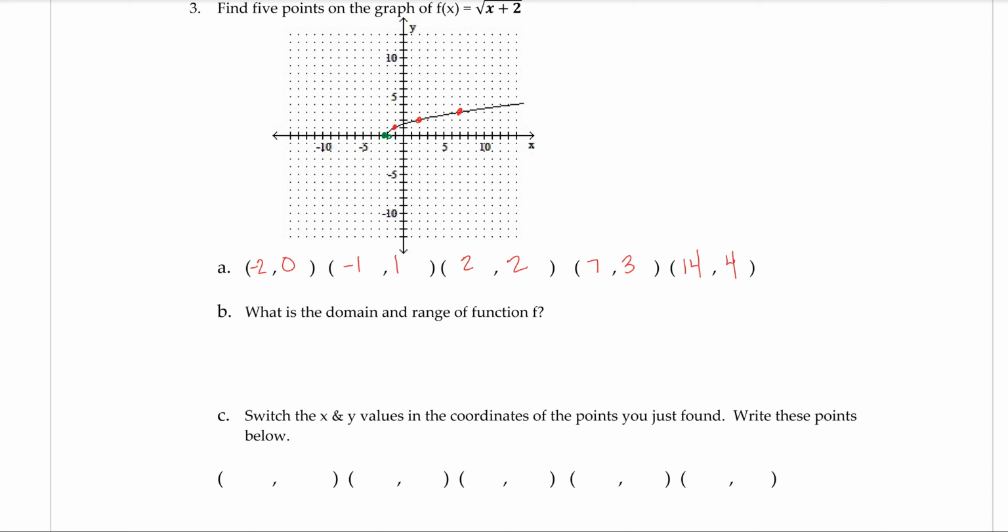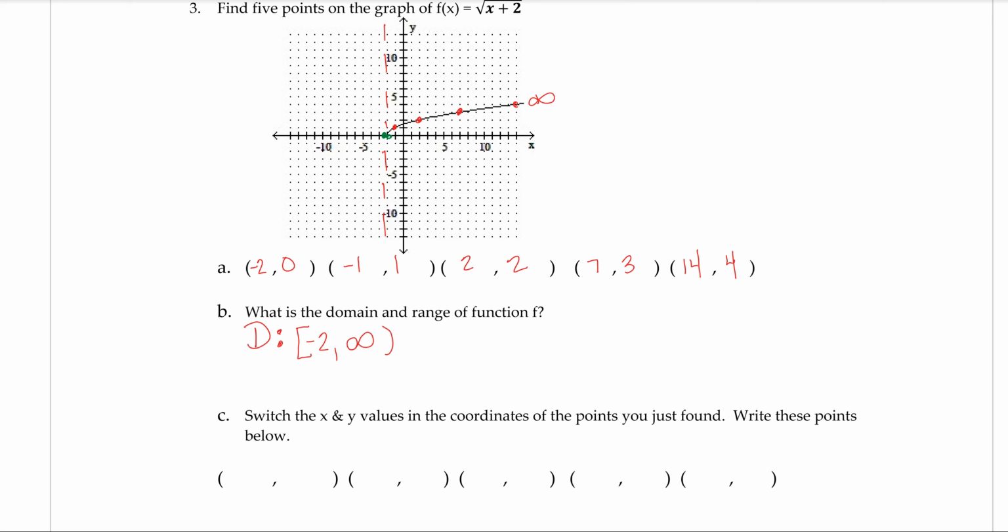Now it says, what is the domain and range of this function? Well, my domain, if I remember correctly, is only my x values. So I'm going to show you. I go to my farthest point to the left, which happens to be here. Draw my little line. And I know that my graph goes on to positive infinity. So I know my graph starts on the x-axis at negative 2 and goes on to positive infinity.